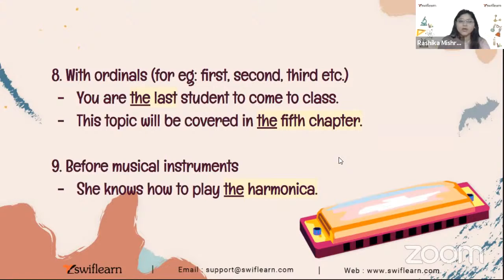Now, in ninth case, before musical instruments, we always use definite articles. For example, she knows how to play the harmonica. So, harmonica is a musical instrument now. That is why we have used the before it. So, always remember these cases.